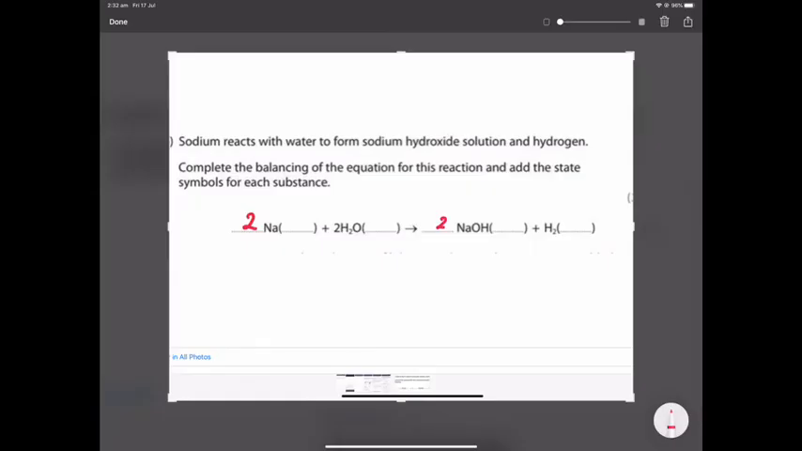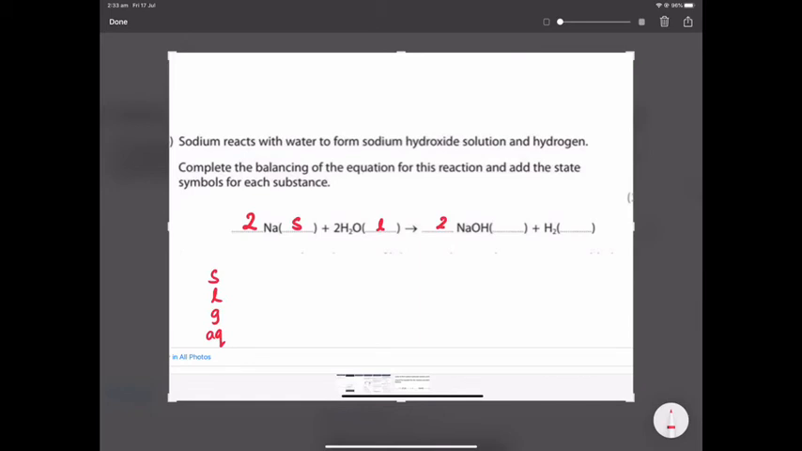So back to the equation. Sodium here in its normal state is a solid, state symbol s. Water is a liquid, state symbol l. And remember, state symbols are always lowercase. So you have solid, liquid, gas, and aqueous. Obviously the first three are clear: solid, liquid, and gas. What does aqueous mean? It means dissolved in water, or in solution in water.